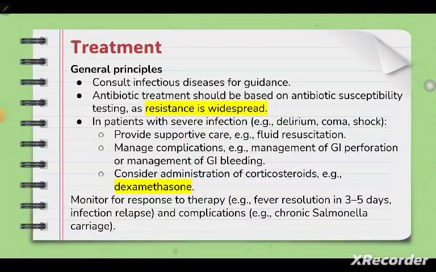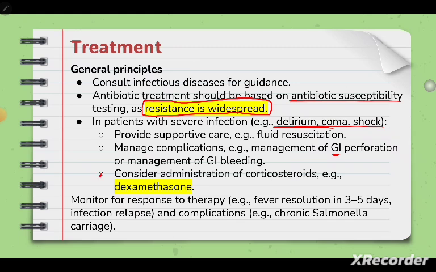So if you come to treatment of typhoid fever, we have general principles such as consulting an infectious disease department or infectious disease specialist for guidance, and we should start antibiotic treatment based on antibiotic susceptibility, and keep in mind that resistance to antibiotics is widespread. Also, in patients with severe infections such as delirium or coma or shock, we should provide supportive care such as fluid resuscitation. Also, we should manage complications such as GI perforation or GI bleeding.